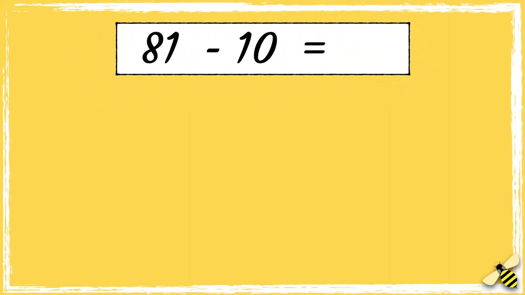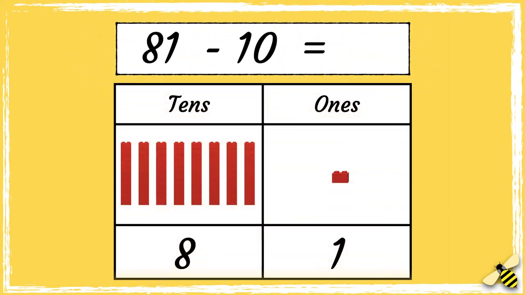Let's have a look at subtracting 10 now. Here is the number sentence, 81, take away 10. When we take away 10 from a number, we need to look at the tens column. So let's take away 1 ten. So 8 tens becomes 7 tens. 81 take away 10 equals 71. Remember that when we take away 10 from a number, the ones column stays the same.